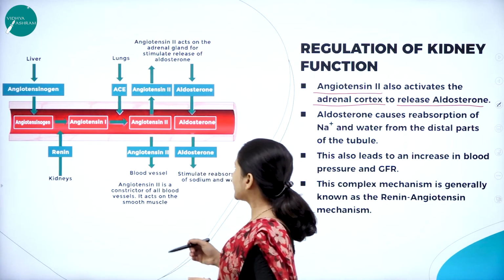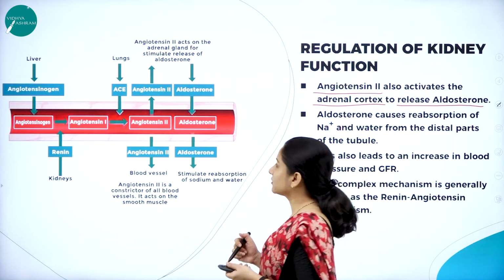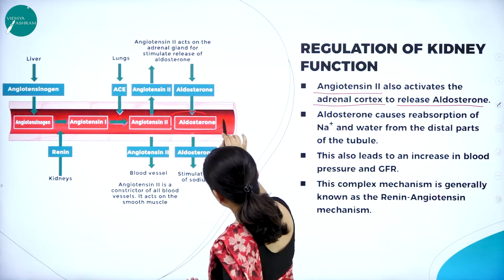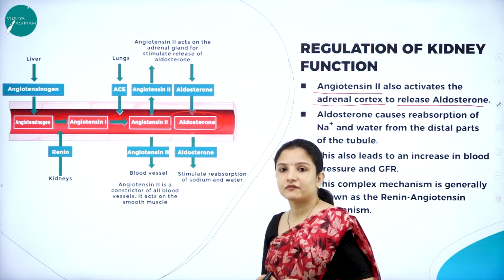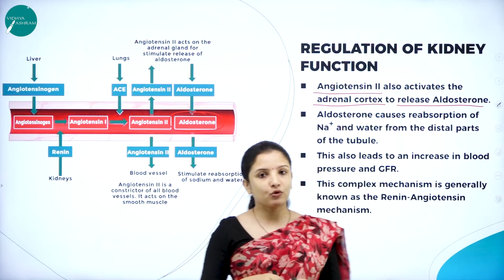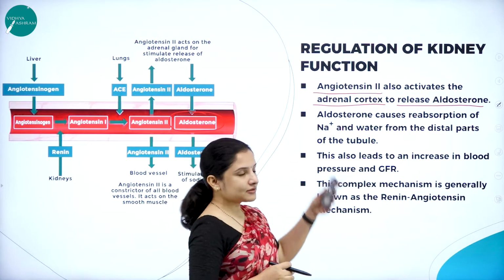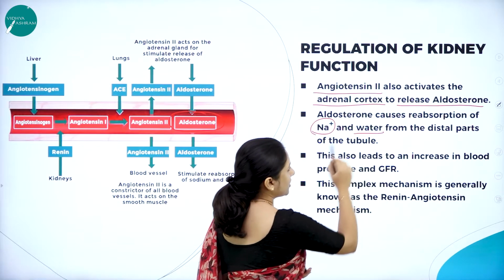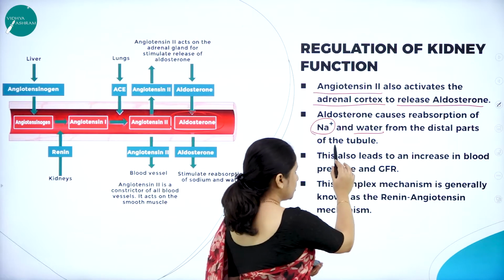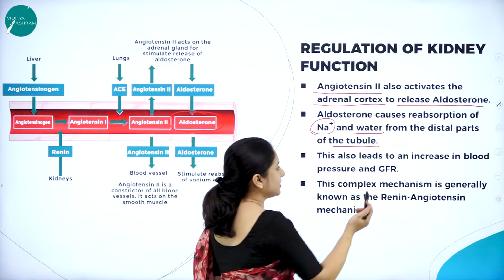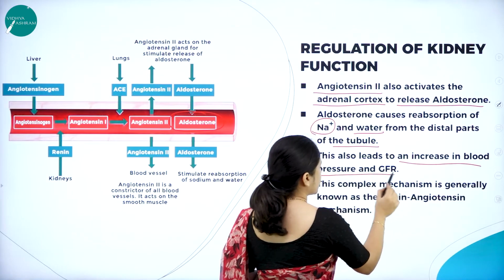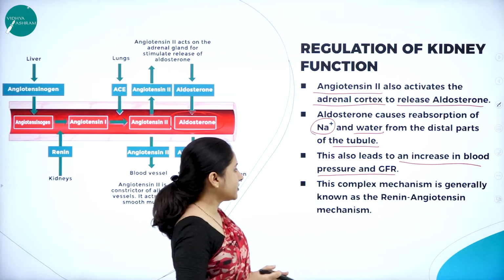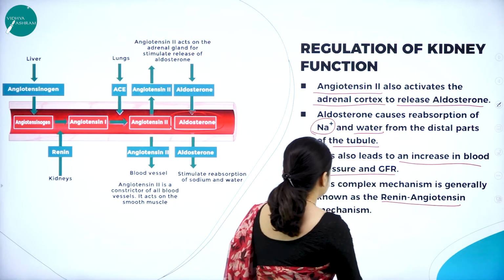So the adrenal cortex, present in the adrenal gland of the kidney, is stimulated to release a hormone called aldosterone. This aldosterone causes the reabsorption of sodium ions and water from the distal parts of the tubule, and therefore it will lead to an increase in the blood pressure and the glomerular filtration rate further. So this complex mechanism is generally known as the renin-angiotensin mechanism.